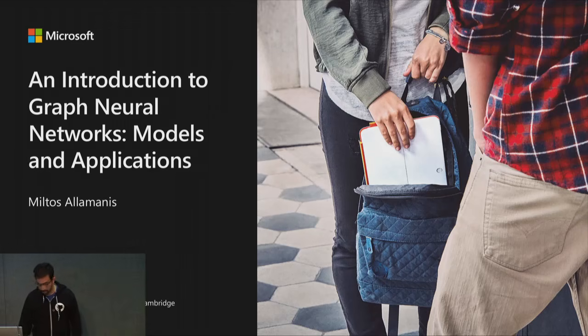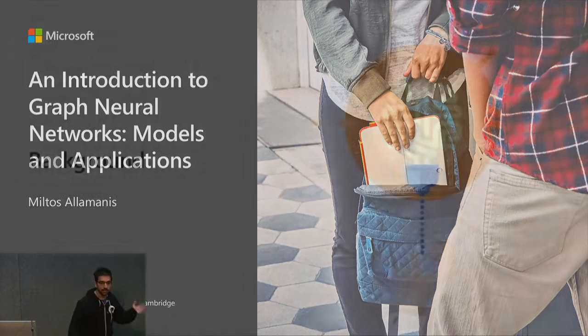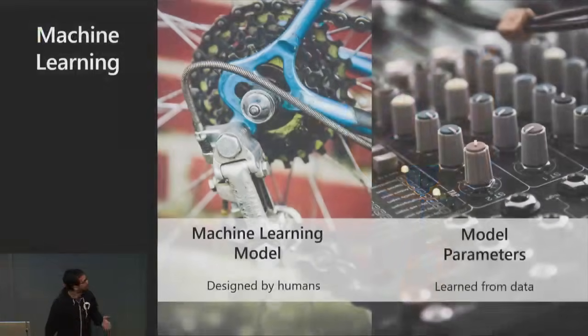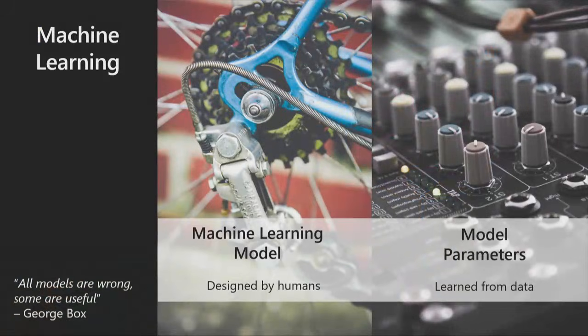So I'm Iltas, and hopefully you're here because you're interested in learning about graph neural networks. The first thing, let's talk some high-level background, machine learning in general, and we'll get to graph neural networks in 5 minutes. What's machine learning? Well, we, the humans, design the model, and the model has parameters. The parameters are these knobs that you turn slightly left or right and change the model's behavior.